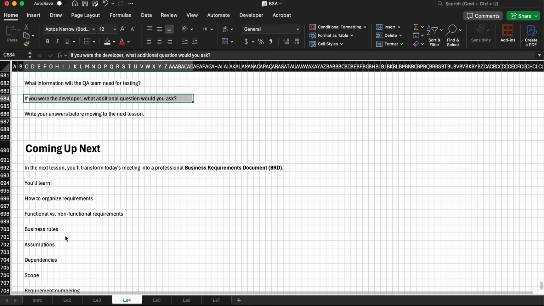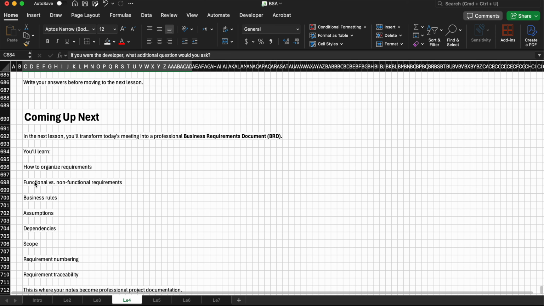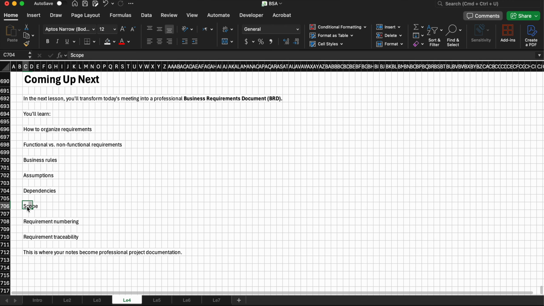So, what's coming up next? In the next lesson, you will transform today's meeting into a professional business requirement document (BRD). You will learn how to organize requirements: functional versus non-functional requirements, business rules, assumptions, dependencies, scope, requirement numbering, and requirement traceability. This is where your notes become professional project documentation. So that's the end of lesson number 4. Thank you.